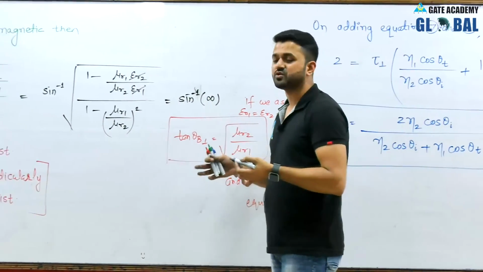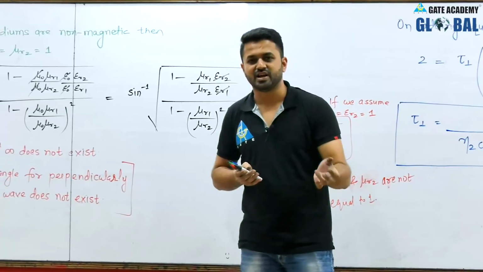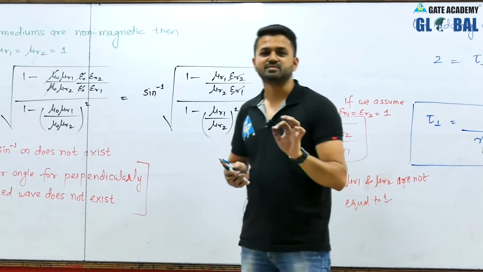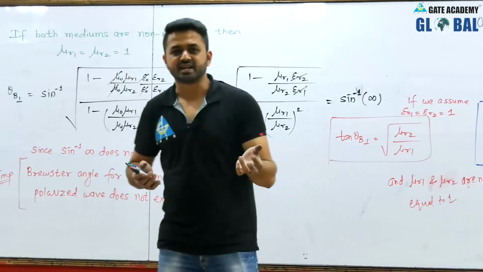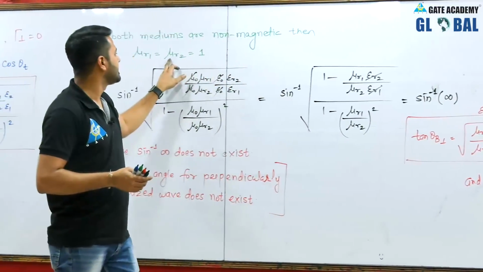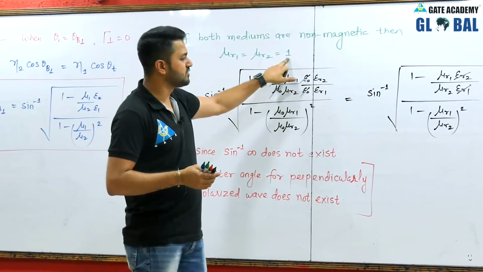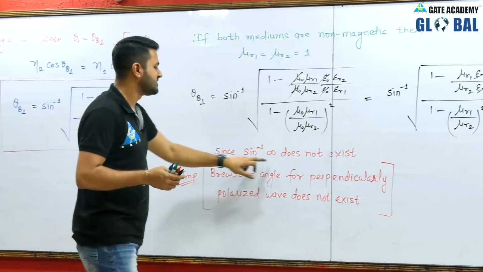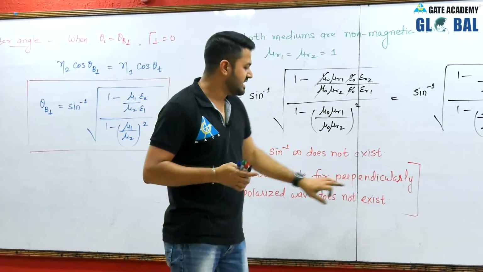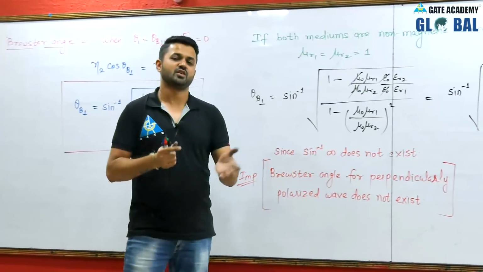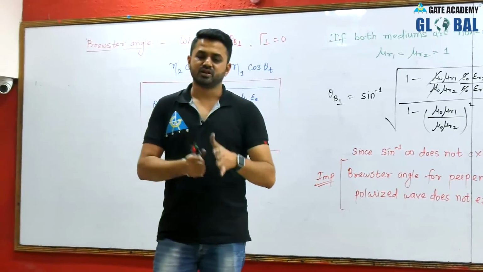But if we talk about questions and practical values, all lossless media are practically non-magnetic in nature, and if they are non-magnetic, then mu r1 equal to mu r2 equal to 1, and we get sine inverse infinity, which does not exist. So that is why the Brewster angle will not exist in the case of a perpendicular polarized wave.